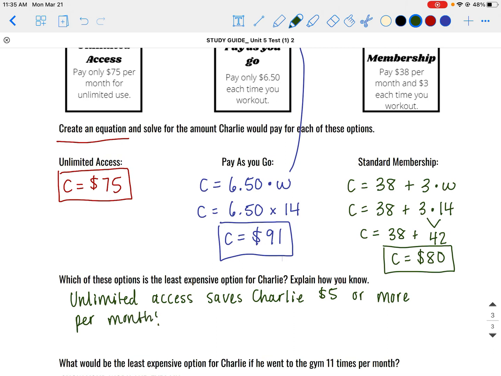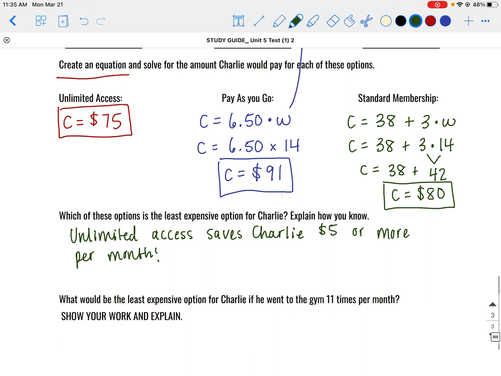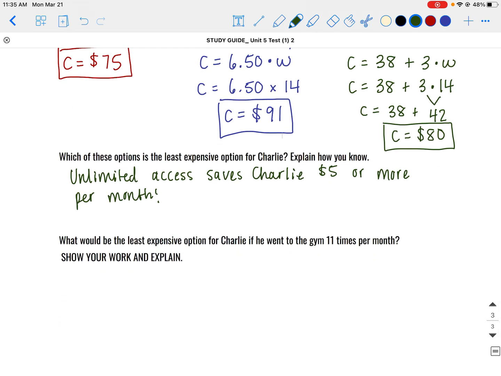All right. Now let's go on to the next part. It says, what would be the least expensive option for Charlie if he went 11 times per month? So luckily we already set up these equations for each of these, right? So unlimited access, we had pay as you go, and we had standard membership. So we can use those same equations.